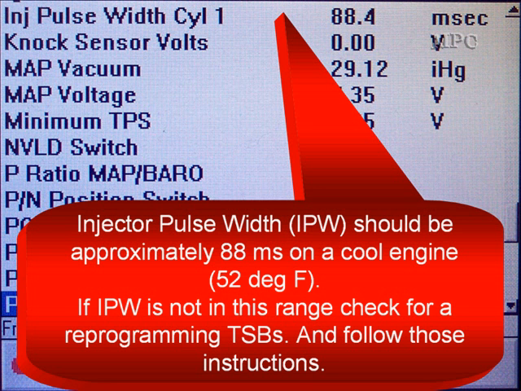Injector pulse width should be approximately 88 milliseconds on a cool engine. A cool engine we're calling 50 degrees Fahrenheit. If injector pulse width is not within this range, check for a reprogramming TSB, Technical Service Bulletin, and follow those instructions.